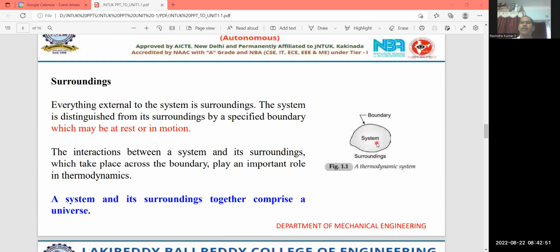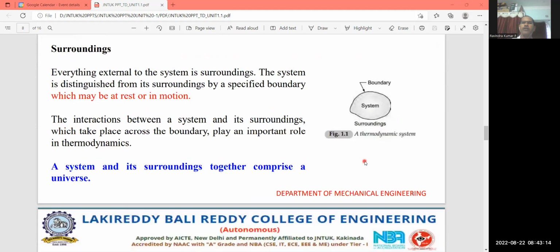This is the diagrammatic sketch, and this system, whether it is a closed system, open system or isolated system, but everything external to the system we call the surroundings. The system plus surroundings you can call the universe, and the boundary is nothing but an imaginary line which separates the system and the surroundings.